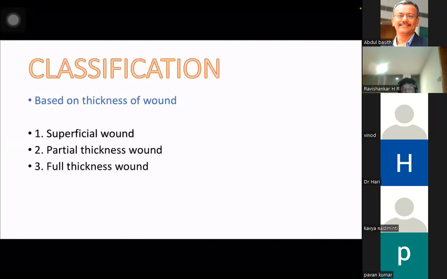Classification of the wounds based on thickness of the wound: superficial, partial thickness wound, and full thickness wound. And partial thickness wound further divided into superficial partial and deep partial.